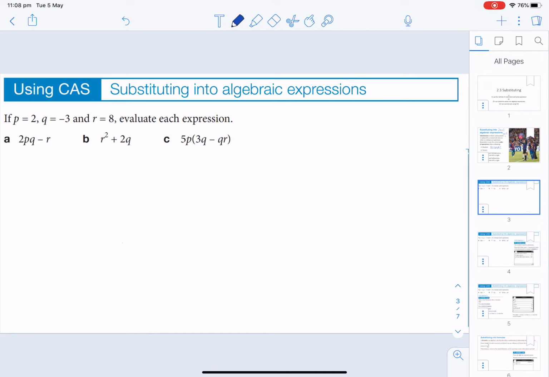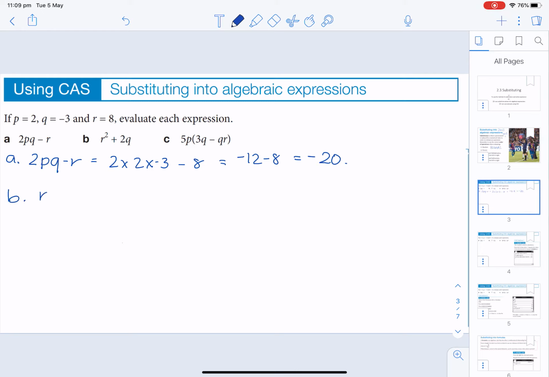So, the example: if P equals 2, Q equals -3 and R equals 8, evaluate each expression. Remember, it's an expression because it doesn't have an equal sign. So, A, 2PQ minus R, which is equal to 2 times 2 times -3, take away 8. 2 times 2 is 4, times -3 gives us -12, take 8. -12 take 8 is -20. I did check the CAS earlier and it is actually -20.